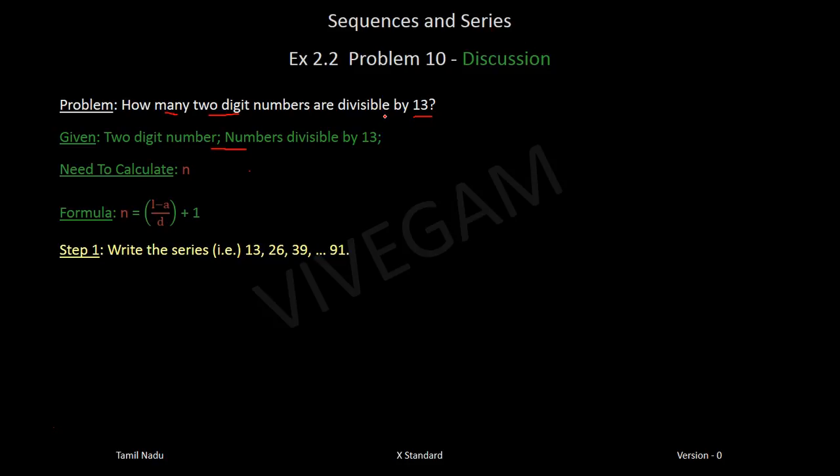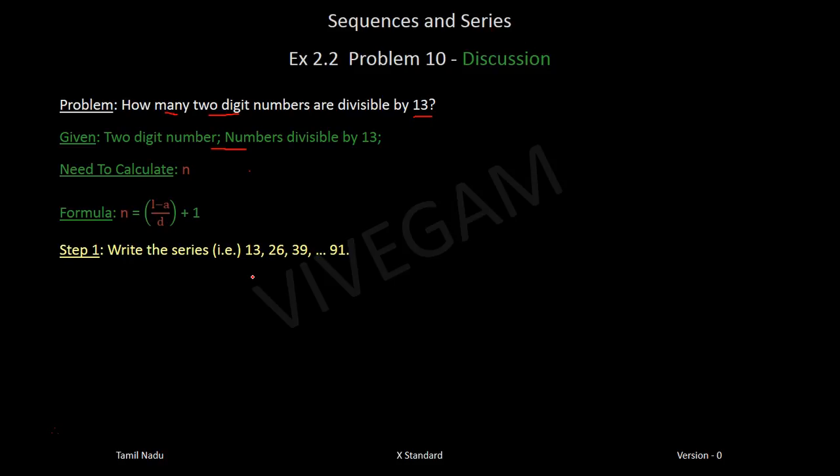Okay, what is the step? First step is to write the series. Unless you write the series, you will not be able to get going. So how will you write the series? They say it's a two-digit number and it is divisible by 13. So what are the two-digit numbers? Two-digit numbers start from 10 and end with 99.